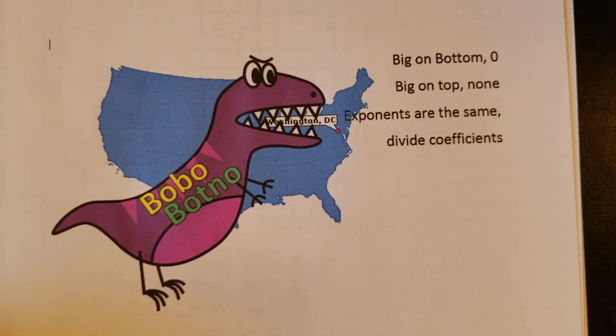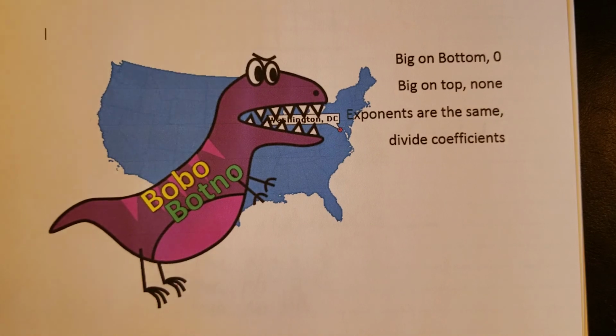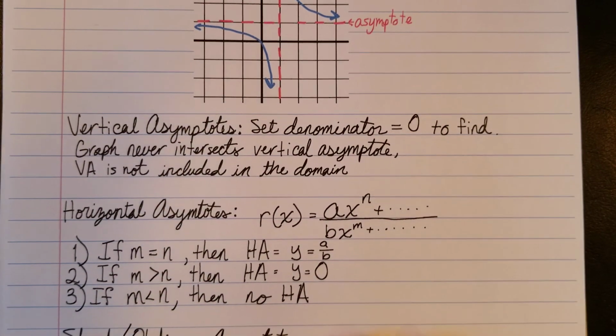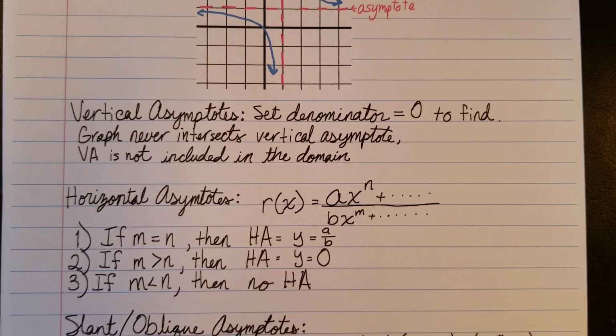It's kind of a scary image to pop on your screen, isn't it? Well, maybe it'll stick in your head. That's kind of the point. Anyway, this silly picture is to help us with horizontal asymptotes.